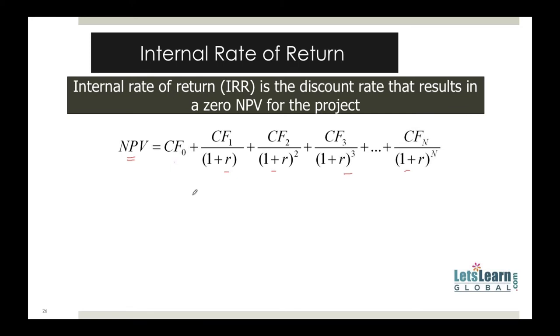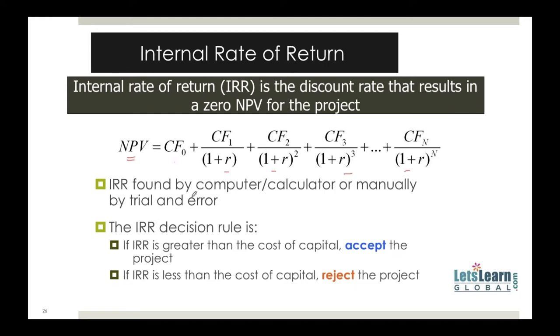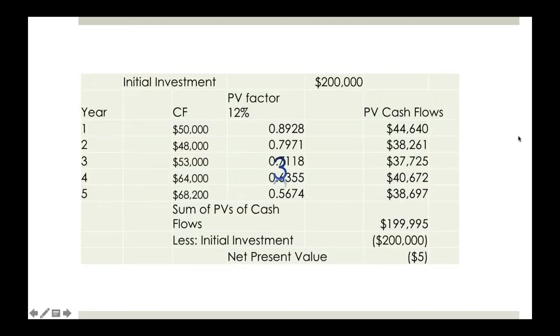Now let's take one example here. Let's take this example wherein the initial investment is 200,000. The project life is 5 years. I have cash flows: first year 50,000, second year 48, third year 53, fourth year 64, and fifth year 68,200. I just did some manipulation here to have this NPV zero. Let's assume that these are the cash flows, and the cost of capital is 12%.